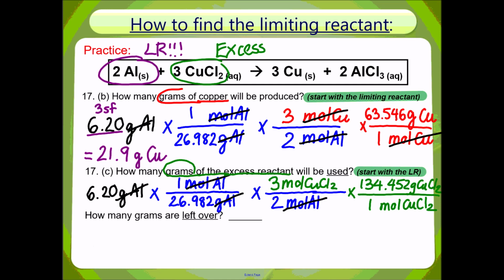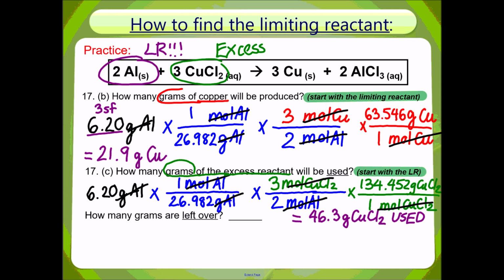The question asks how many grams of the excess reactant will be used. We need to get rid of moles copper 2 chloride and go to grams of copper 2 chloride on top, where 134.452 is the molar mass of copper 2 chloride. The answer is 46.3 grams of copper 2 chloride was used.